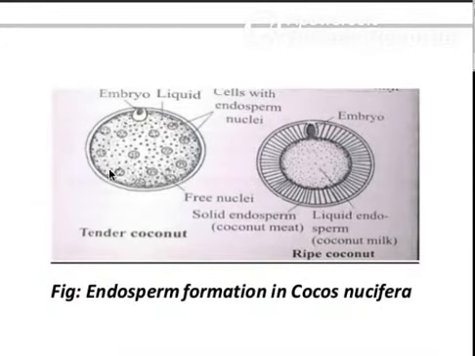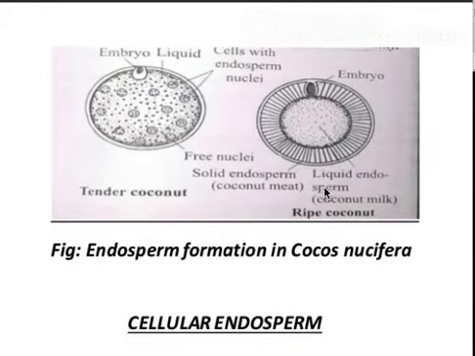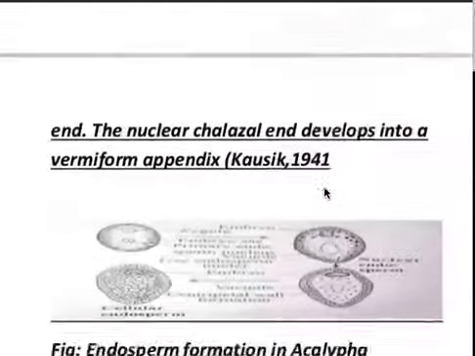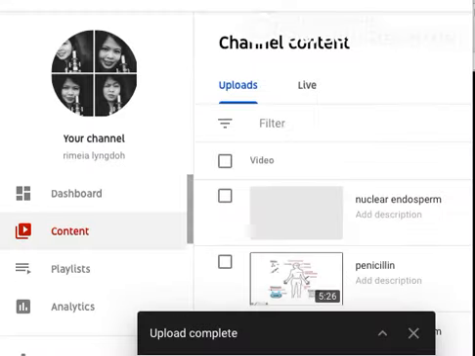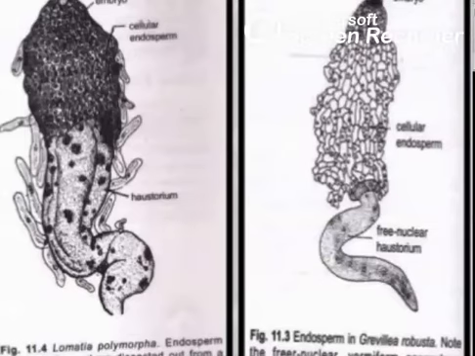Why? Because the partly liquid form is actually composed of free nuclei, and the partly solid form is composed of the cellularized cells, or the nucleus which has become cellularized. Okay, so those are some of the examples. I will continue giving more examples. Just check out this one.